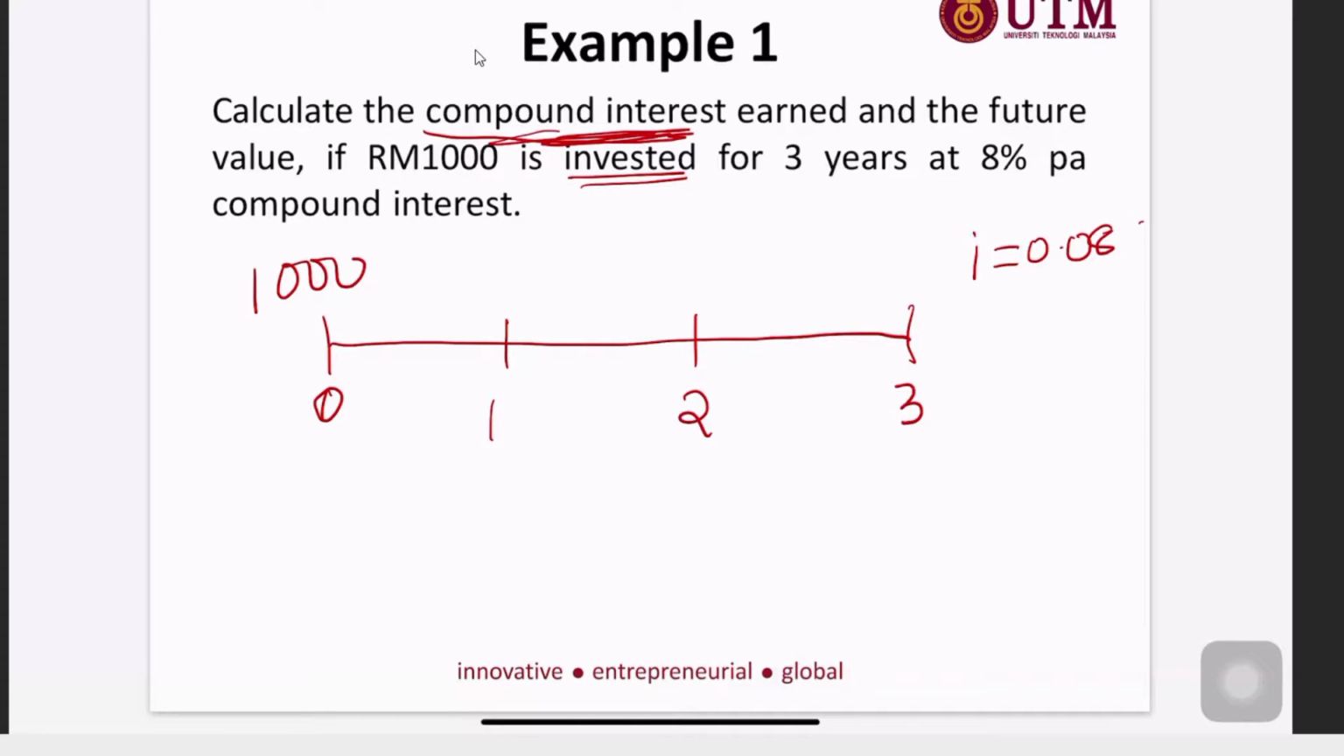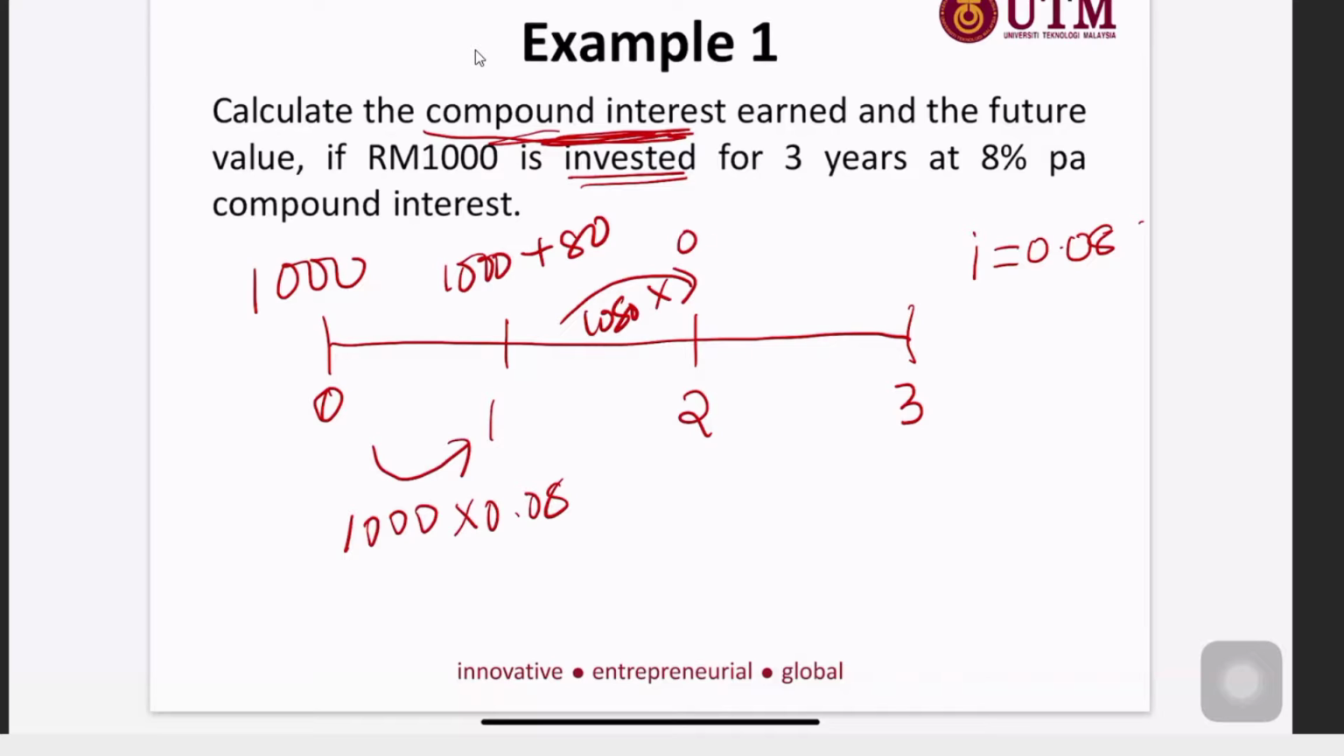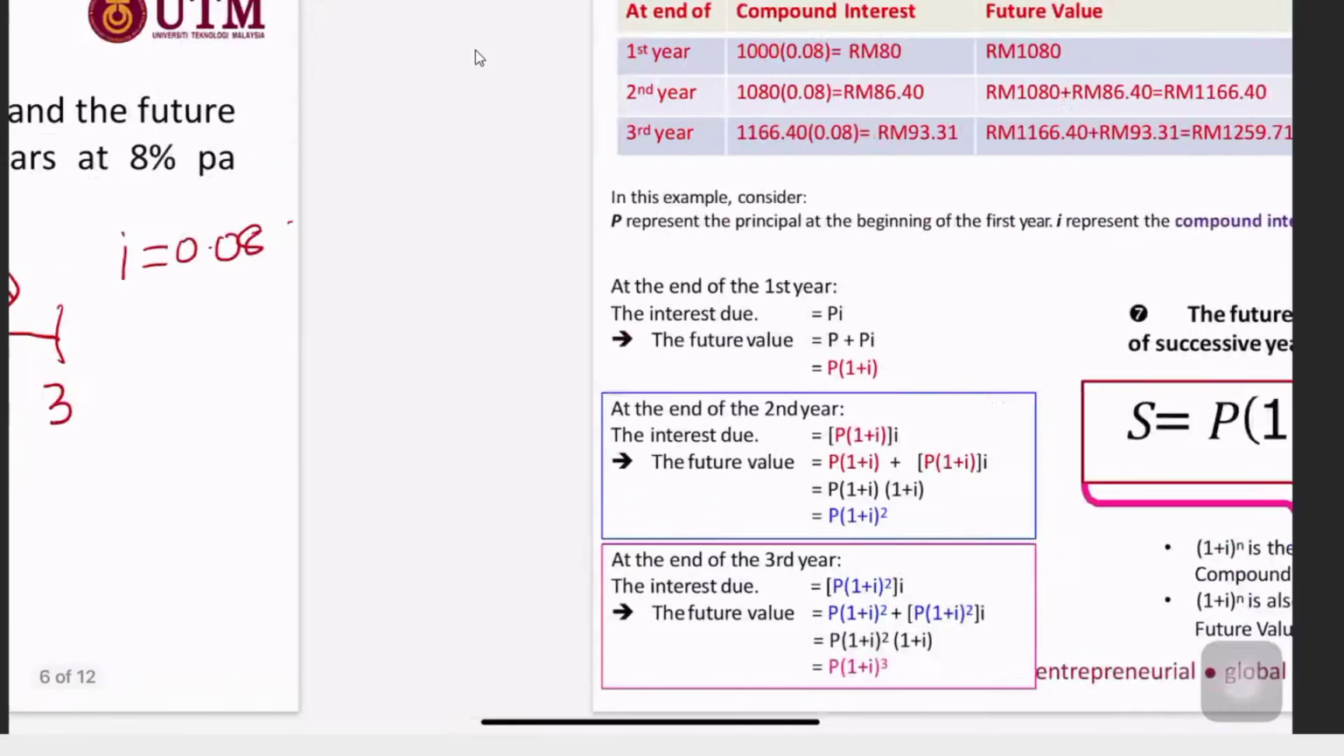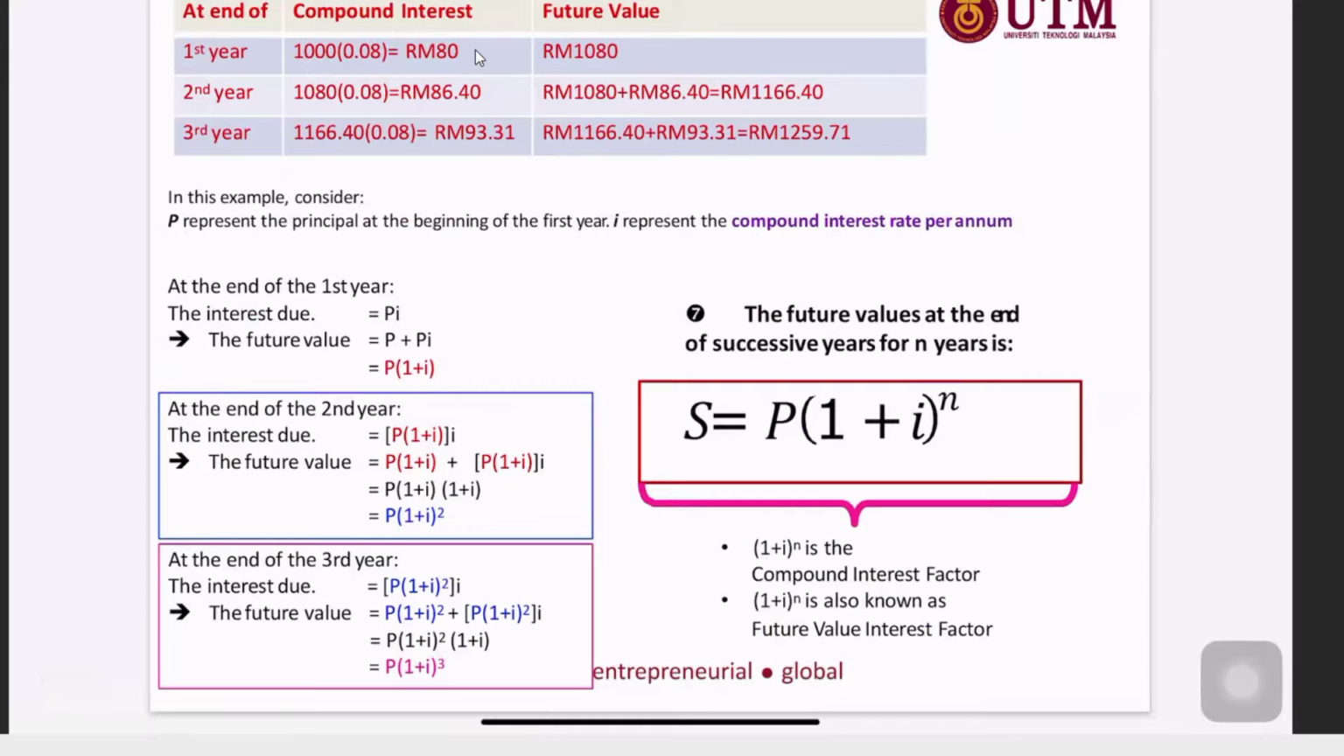Okay, so here try this one. You can do 1,000 times 0.08, right? Here would be your interest, and then your principal here would be 1,000 plus the interest. And then you multiply 1,080 times 0.08, right? Try it. But actually I've already shown you how to do this.